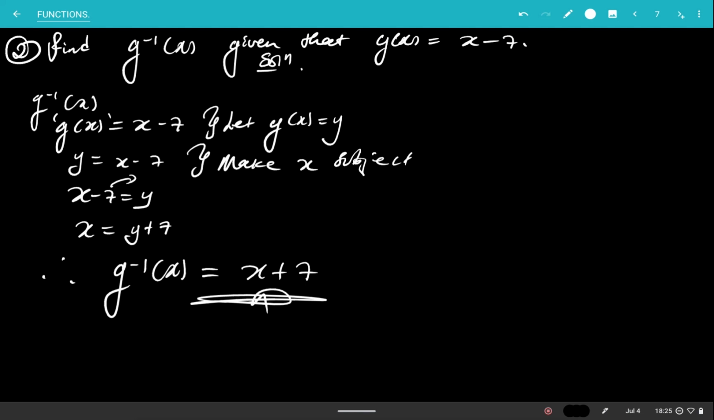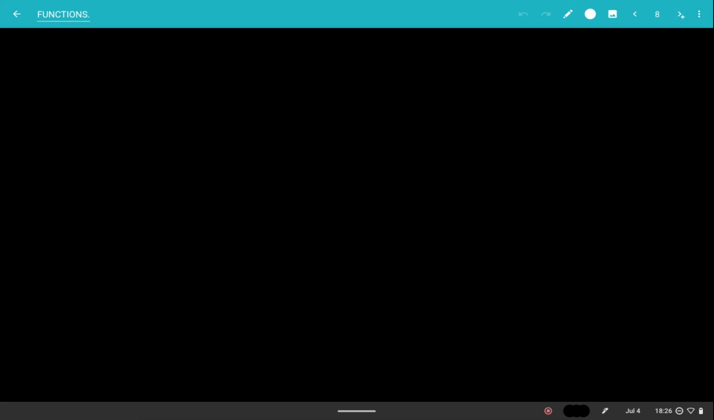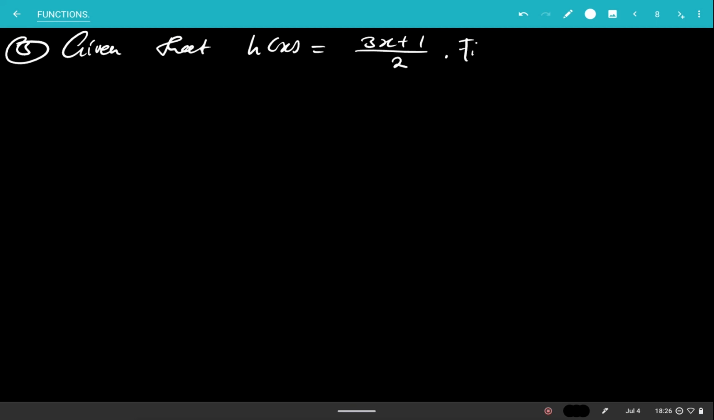Alright, let's look at the last example on the function inverse of x. Okay, so suppose we have example 3 that says it's given that h of x is equal to, let's say, 3x plus 1 over 2. And then we need to find h inverse of x. Remember the steps. You can always pause the video and attempt to do this on your own. Alright, let's do it. So we need to find h inverse of x.